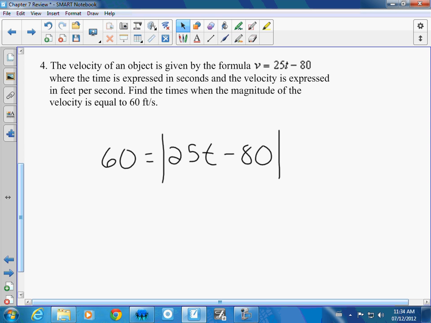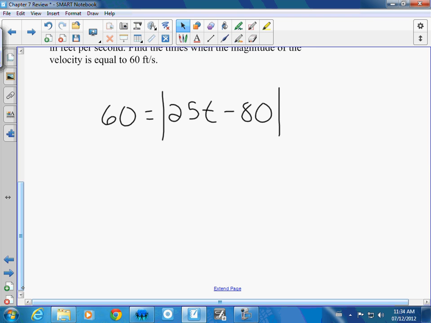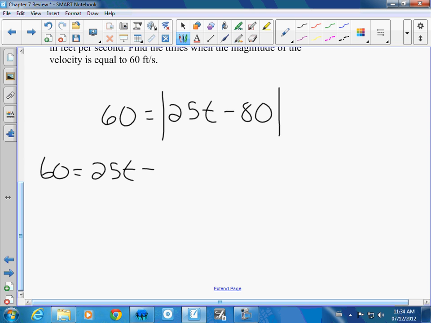We did this with absolute value. It's really quite easy if you remember correctly. Yeah, it's kind of like the piecewise. You're right. Make one positive and make the other one negative. Well, that was easy. Okay, so let's make one positive. So 60 equals 25t minus 80. There's one that's positive. What do we do with the 80?